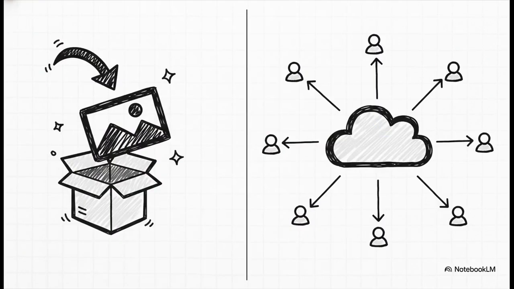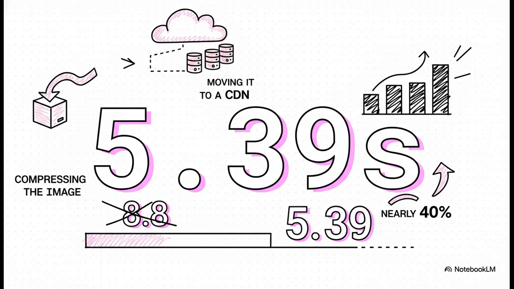So when we move our new, smaller image to a CDN like Cloudinary, we get this amazing double whammy. One, we're not bloating our app's initial download anymore, and two, our users get the image delivered from a server that's practically in their backyard. It's a total win-win. And would you look at that? Just from those two simple changes, compression and a CDN, our LCP has plummeted from a painful 8.8 seconds to 5.39. We've already chopped off almost 40% of our load time. That is a massive step in the right direction.